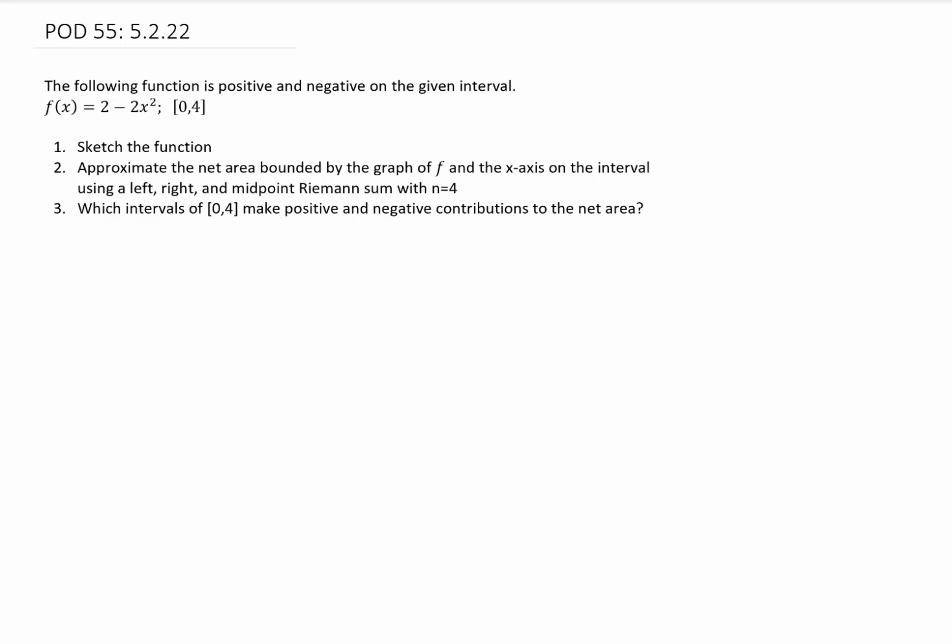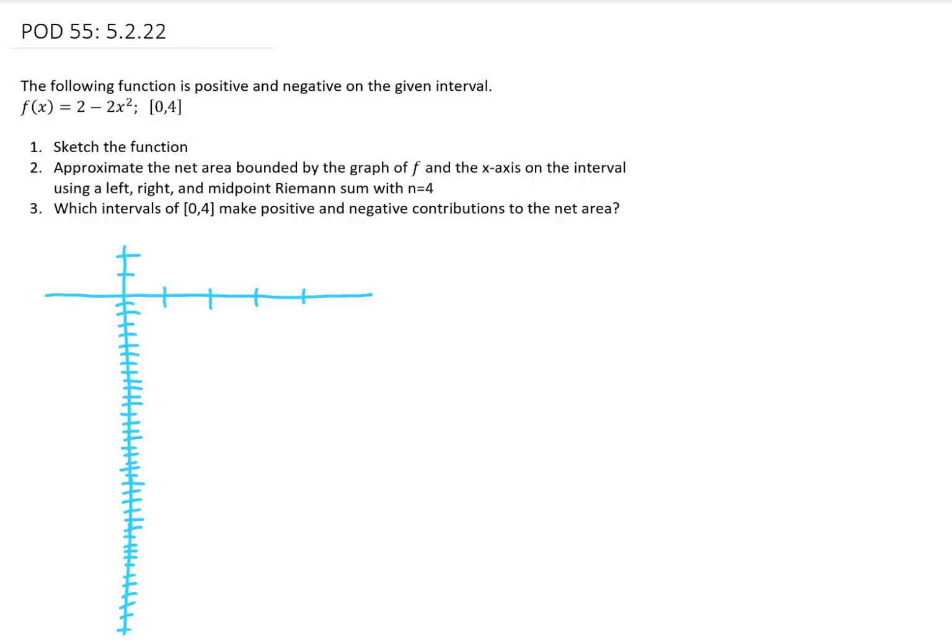We're going to sketch this function and calculate some more Riemann sums, except this time this function is going to cross right through the x-axis in the middle of the given interval. So 2 minus 2x squared looks like a parabola that opens downwards. At x equals 0, the value of the function is 2. At x equals 1, the value of the function is 0.